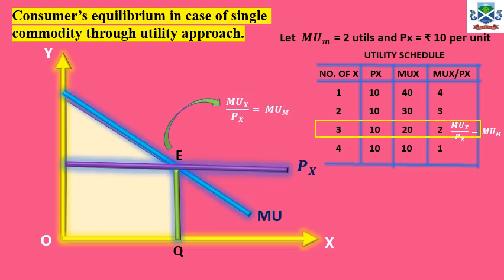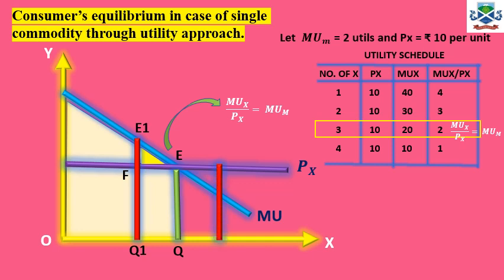Now at this point E, we have the condition for equilibrium, that is MUx/Px equal to MUm, is satisfied. But what if the consumer is consuming, say, OQ1 units of the commodity? You will find he will be a loser of U1F, that is the yellow shaded region I have shown over here. You will be losing that part as compared to the previous.